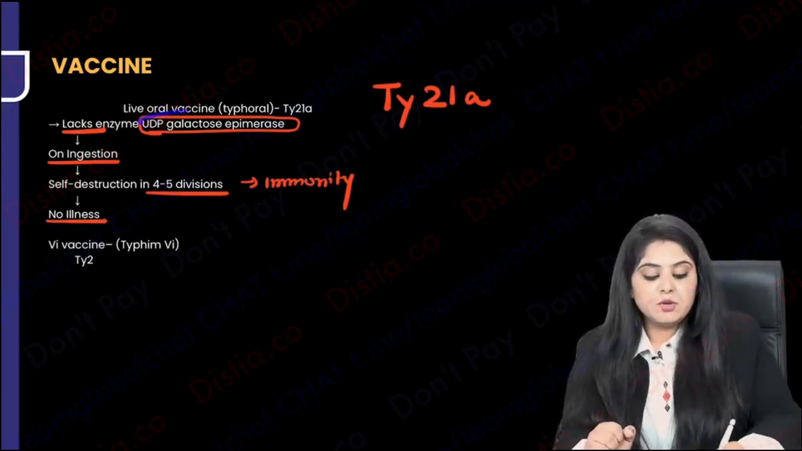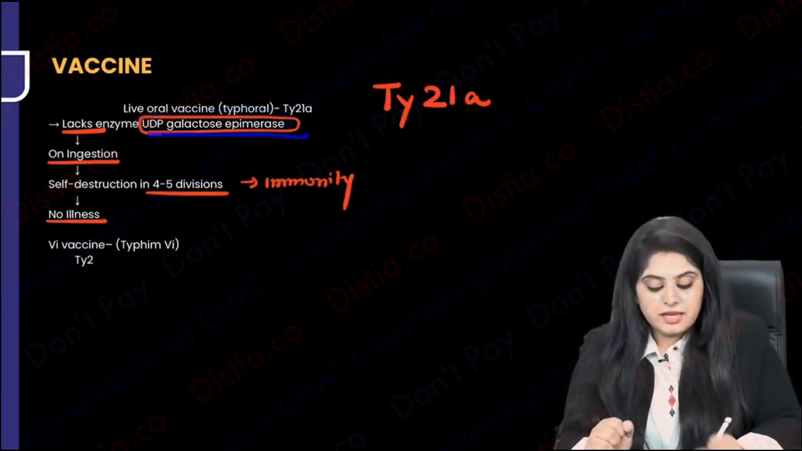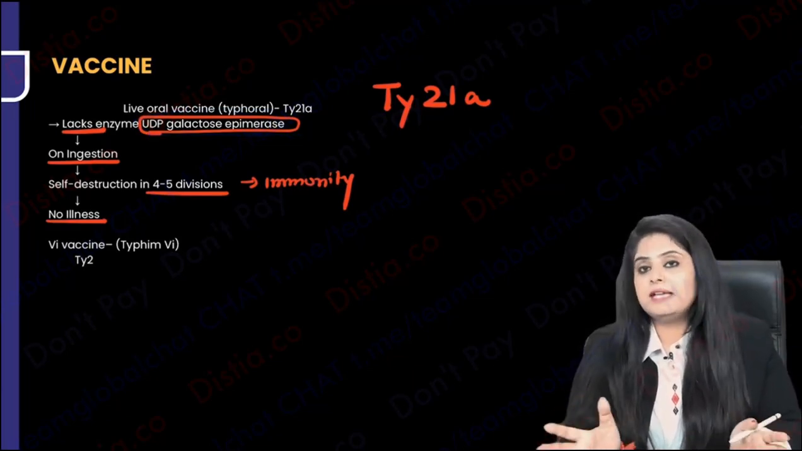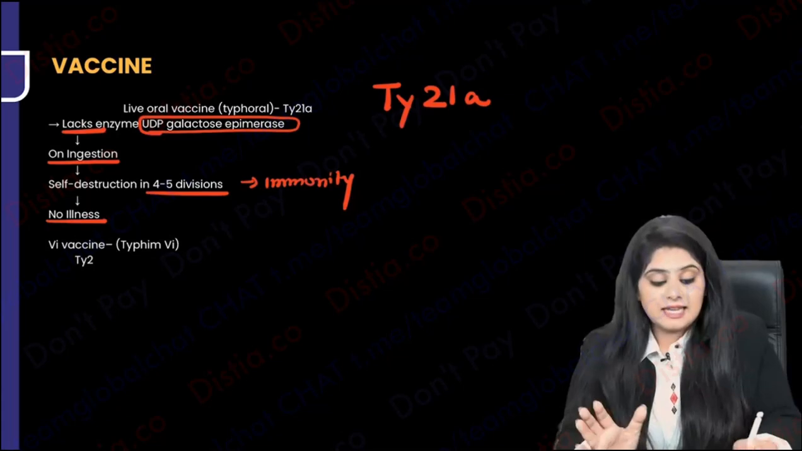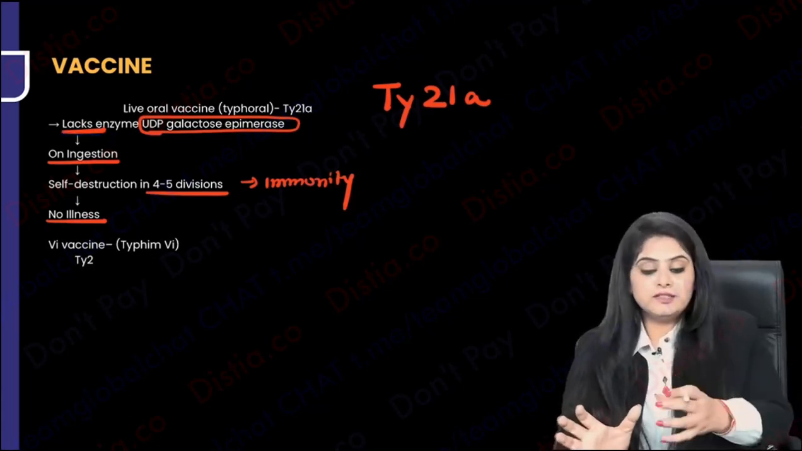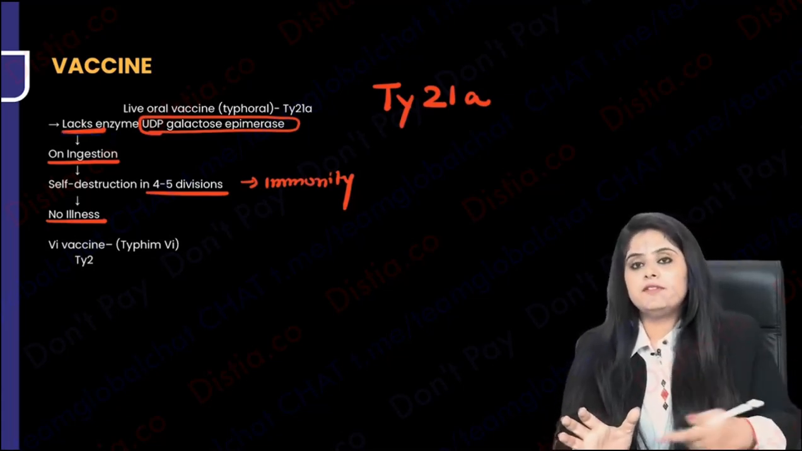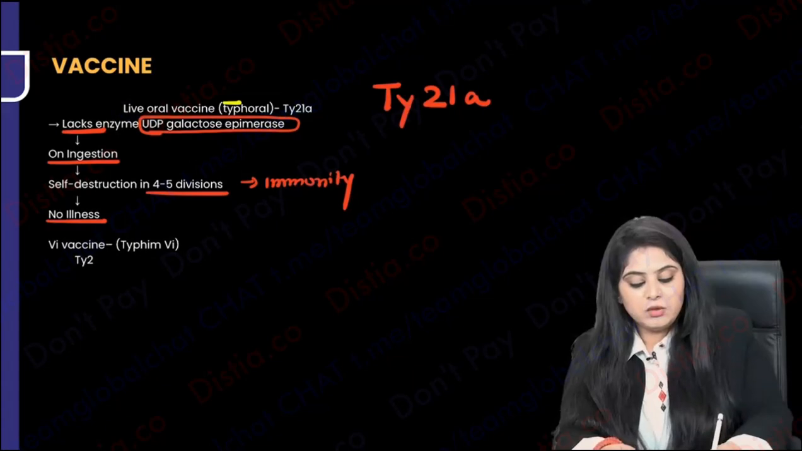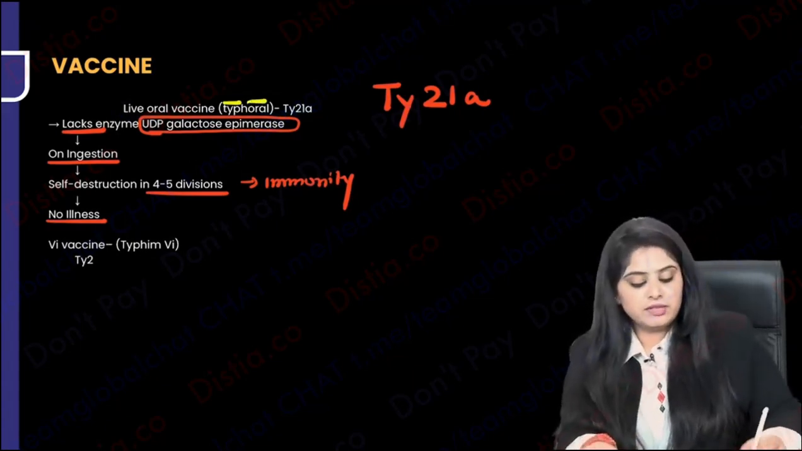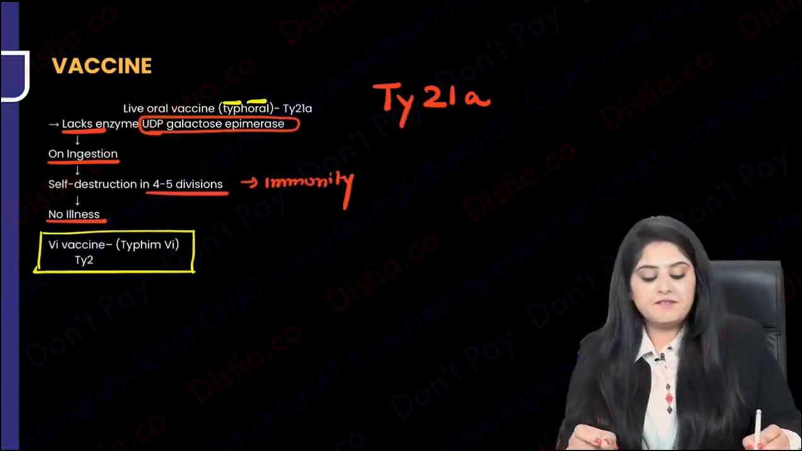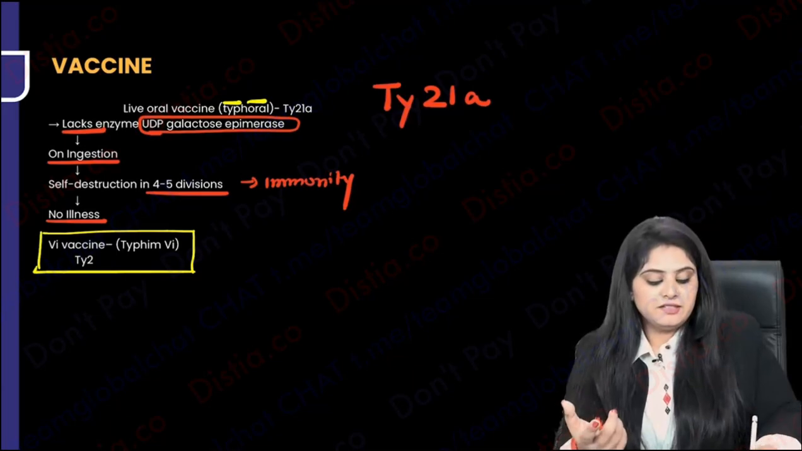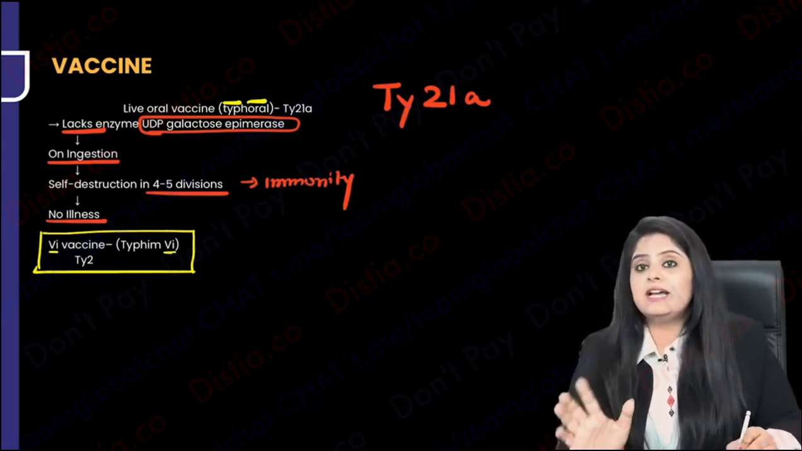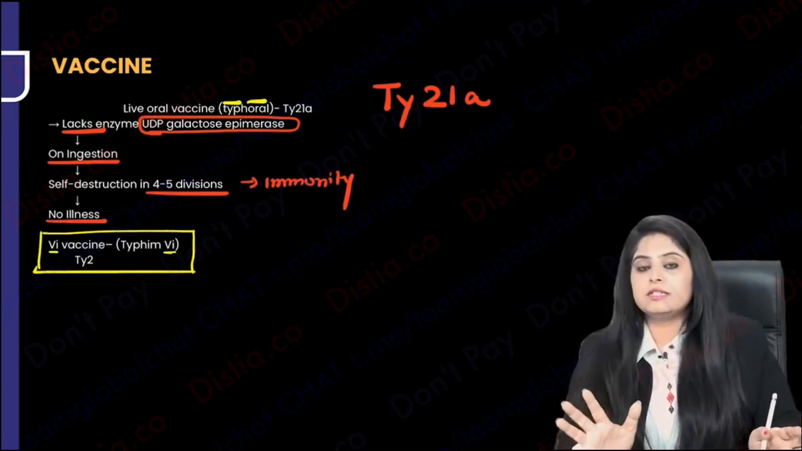So the enzyme UDP galactose epimerase, if you can learn it, this is lacking. This has been removed. So when this enzyme is not there, after 4-5 divisions, the bacteria is going to die off. So that is the live Typhi oral vaccine, Typhi oral. You're going to give it by the oral route. There's also the Typhim Vi vaccine, the TY2 vaccine. It is a Vi vaccine, so you know that the Vi antigen has been used in it.